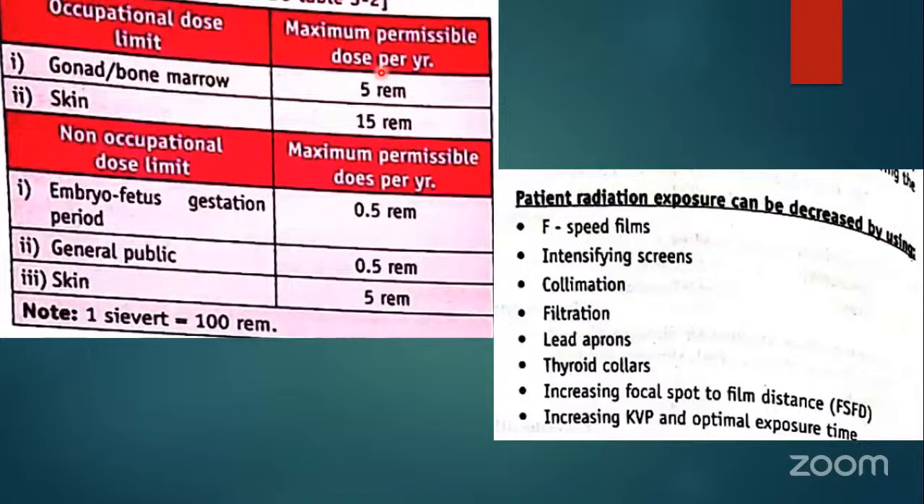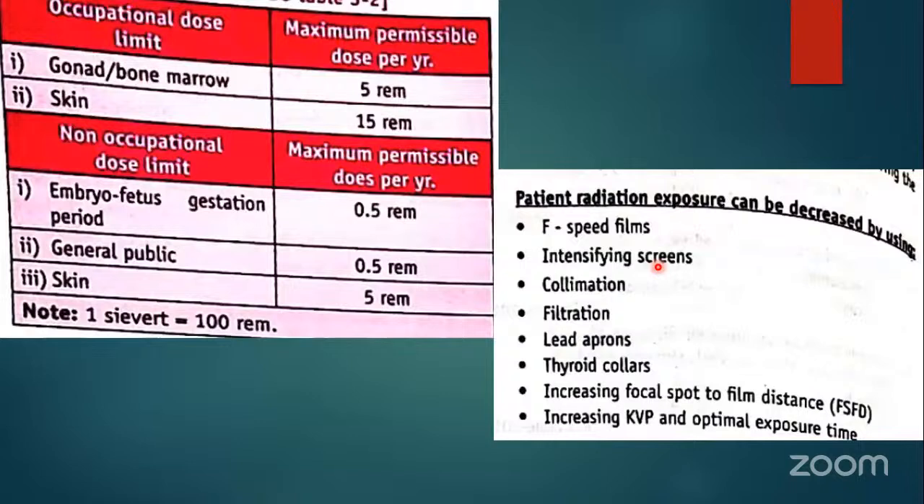Yeah. So the ways in which your radiation exposure can be decreased are by the usage of F-speed films. This one we already studied, right? And the usage of intensifying screens in case of extraoral radiographs. Then use of collimators. In case of your radiotherapy also, this machine has the usage of multi-leaf collimators. So these multi-leaf collimators will tend to reduce the low dose radiation, and also prevent the other surrounding vital structures from being radiated.